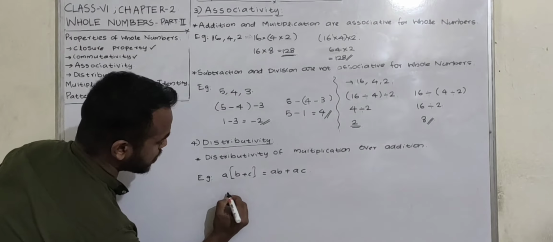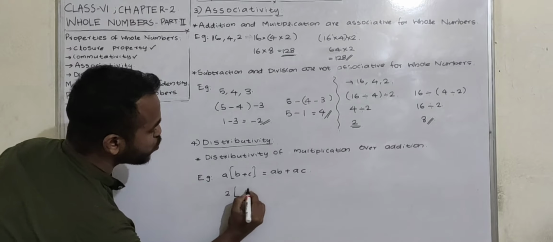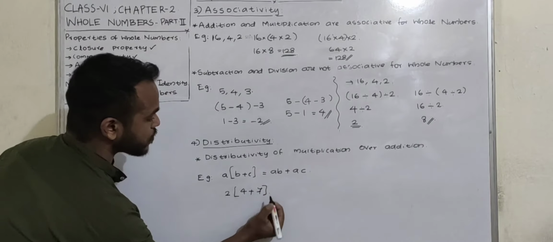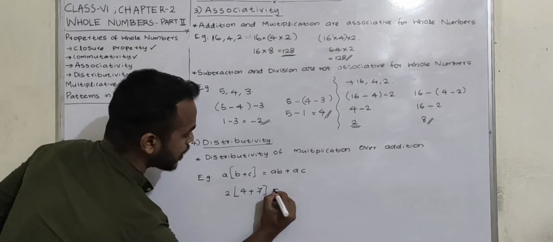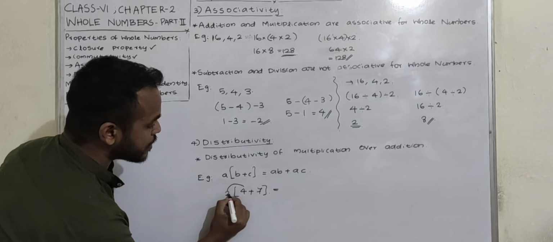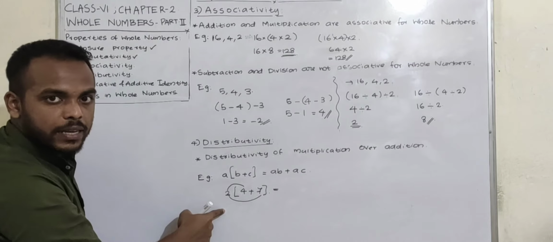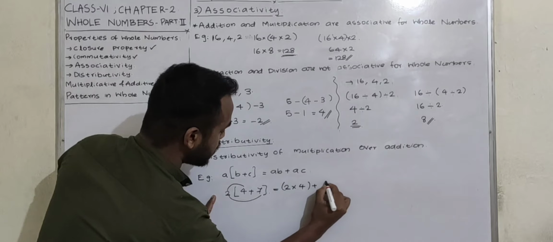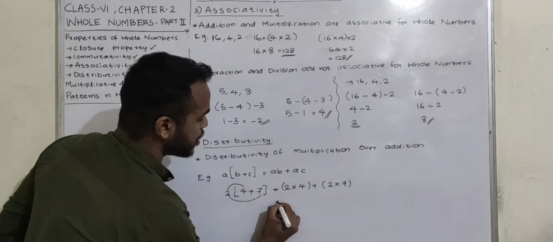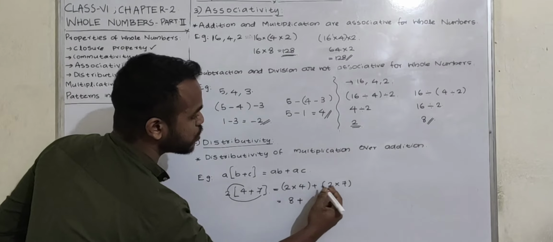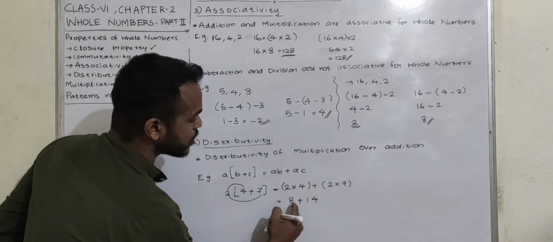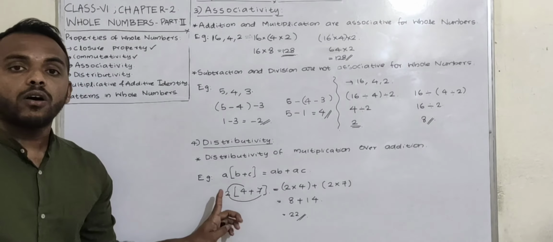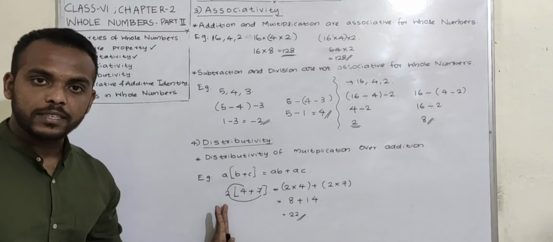Let's have some examples. If you want to multiply 2 with the value of 4 plus, say, 7, then this can be done if we just multiply each term inside the bracket by the number outside. That is 2 times 4 plus 2 times 7. What is 2 times 4? 8. Plus 2 times 7 is 14. So what is 8 plus 14? It is 22.